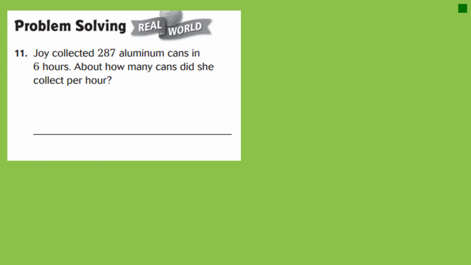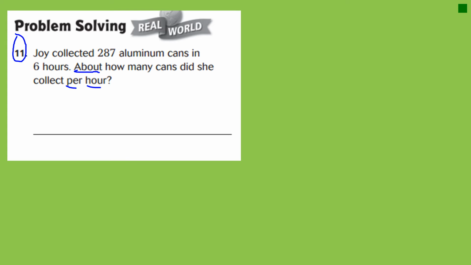Okay, here we are down at problem solving, number 11. Joy collected 287 aluminum cans in 6 hours. About how many cans did she collect per hour? All right, number 11. So I've got to reread this here. Joy collected 287 aluminum cans in 6 hours. How many cans did she collect per hour?